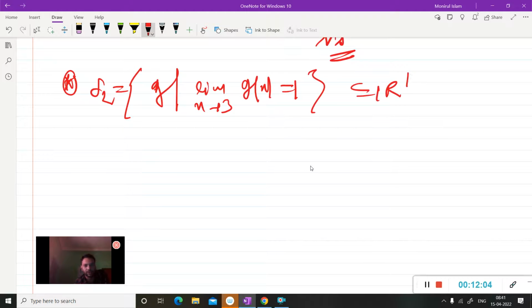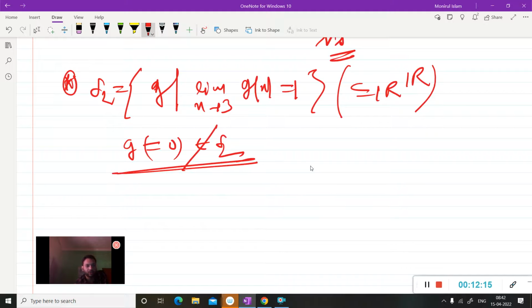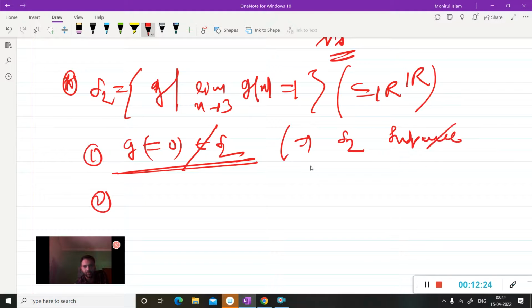It is a subset of R2. So it's clear that the zero function g(x) = 0 does not belong to S2. It is clear, no doubt. This is also a reason that implies S2 is not a subspace. And there is also a second reason.